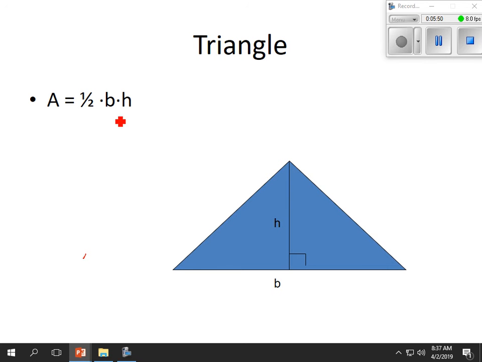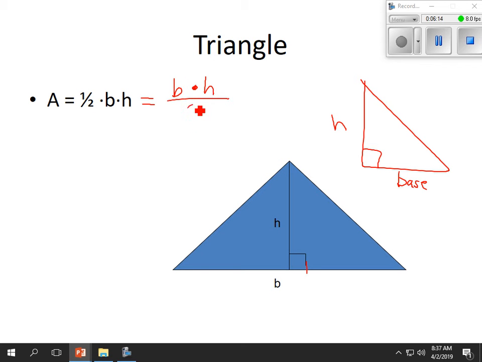Triangle, 1/2 times base times height. Again, you're going to be given the height with something going down. If it happens to be a right triangle, then this is going to be your height, and this is going to be your base. The legs of the right triangle are your height and your base. This formula, again, could be written base times height divided by 2. Means the same thing. Works out the same way. It might be a little easier to use this when you're using a calculator.